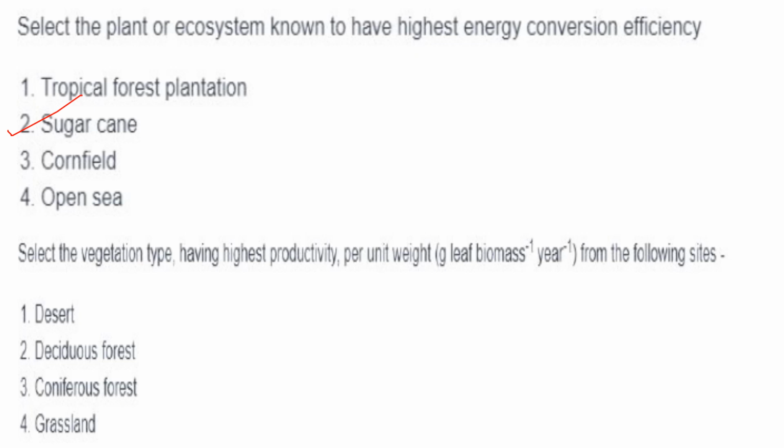Then select the vegetation type having the highest productivity from the following sites. Desert has less availability of water and low vegetation, so that is not correct. Deciduous forest has seasonal leaf loss, so the highest productivity is not possible. Then coniferous forest, again slow growth rate and high respiration. So out of these, 4 is the answer, that is grassland.